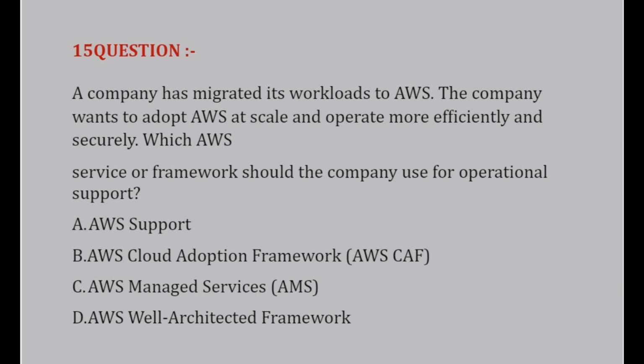Question is, a company has migrated its workloads to AWS. The company wants to adopt AWS at scale and operate more efficiently and securely. Which AWS service or framework should the company use for operational support? Option A. AWS Support. Option B. AWS Cloud Adoption Framework, AWS CAF. Option C. AWS Managed Services, AMS. Option D. AWS Well-Architected Framework. Correct answer is option D.